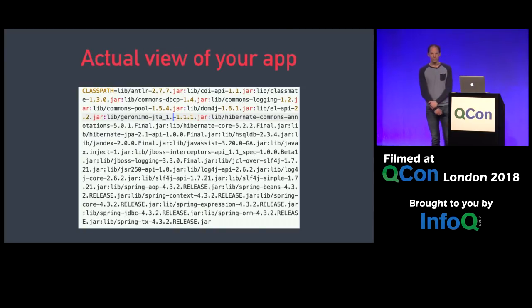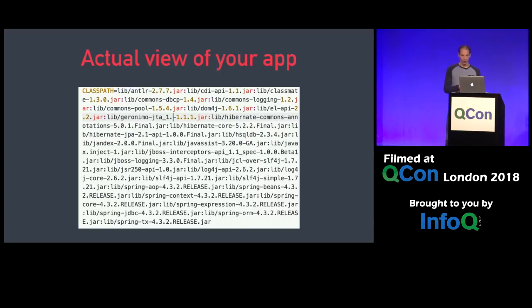But if we really think about it, at runtime, our view of the application is a bit more miserable. It's the class path, right? Just a bunch of jar files on there, and there's absolutely no structure in the class path. So there are no explicit dependencies between these jars. It's easy to miss one, and it will only blow up at runtime.